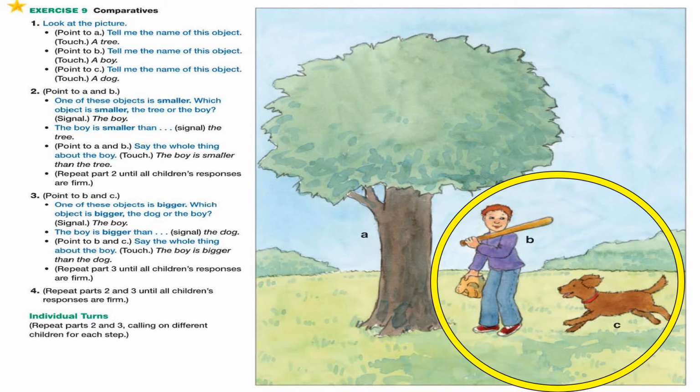Listen carefully. One of these objects is bigger. Which object is bigger? The dog or the boy? Yes, the boy is bigger than. Yes, the dog. Say the whole thing about the boy.